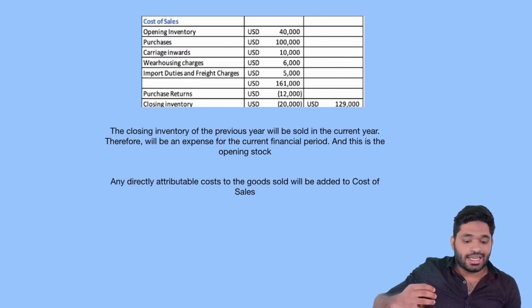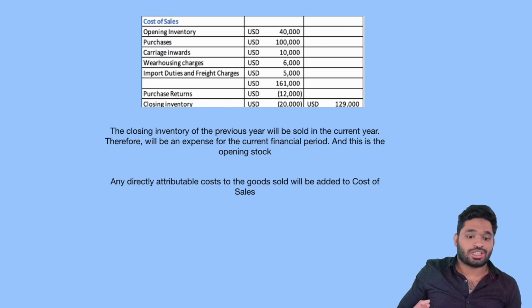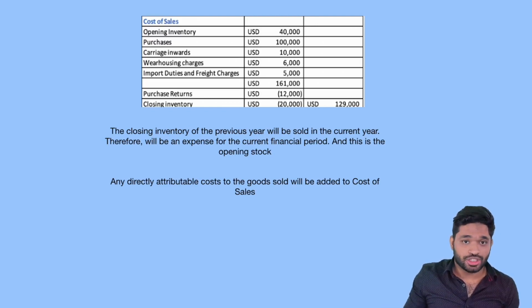Then any directly attributable cost that was incurred on the cost of the goods sold should be added to the cost of sales, like the carriage inwards cost, the warehouse cost, the import duties cost. You need to add this into your cost of sales because the cost of the goods will increase by this.